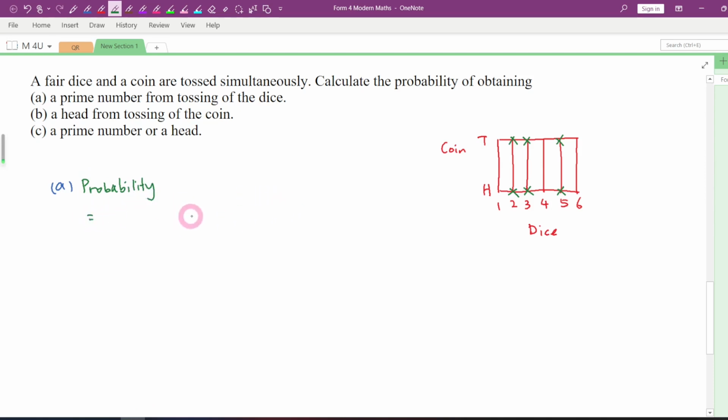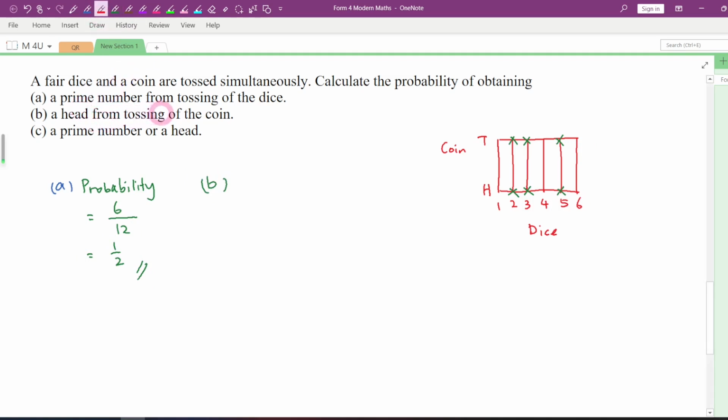So the probability will be 1, 2, 3, 4, 5, 6, 6 over 12, right? You have 12 in the sample space here. 1, 2, 3, 4, 5, 6, 7, 8, 9, 10, 11, 12. So we simplify it, you will get 1 over 2. Okay, how about part B?